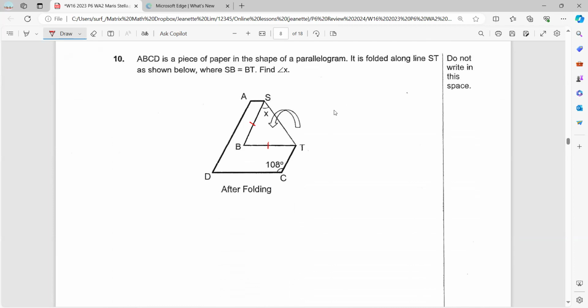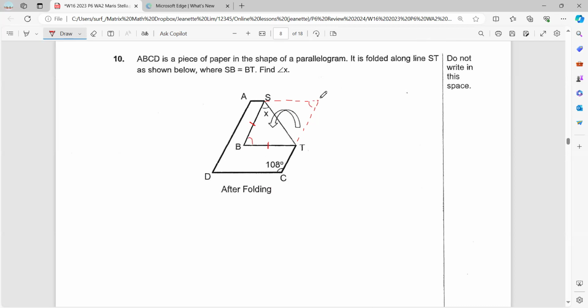Now, if we were to draw what it looks like before it's folded, it's going to look something like that. This is a parallelogram according to the question, and we need to find X. This angle X here is inside an isosceles triangle because we have two equal sides. So to find X, I just need this angle here. And this angle here is actually the same as this angle, right?